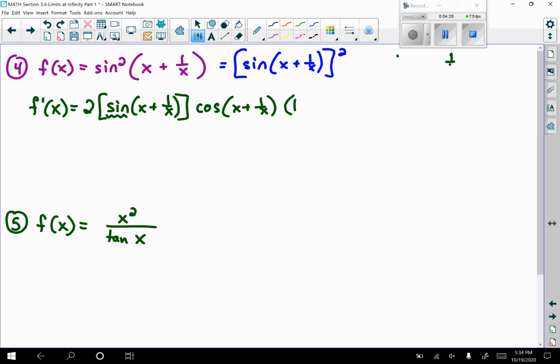And keep in mind, 1 over x could be written as x to the negative first. So when we go to take the derivative of this, this will become a negative x to the negative 2nd. And it's perfectly fine. We're done. We leave it just like that.